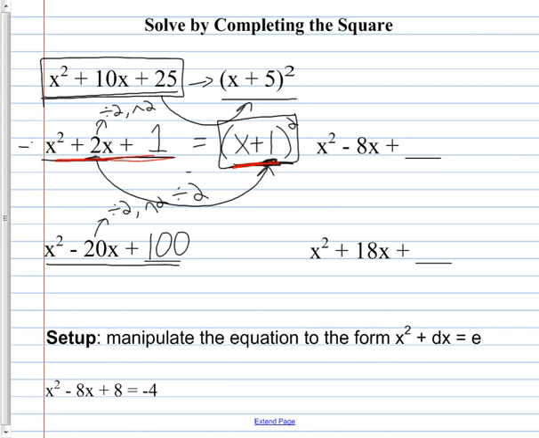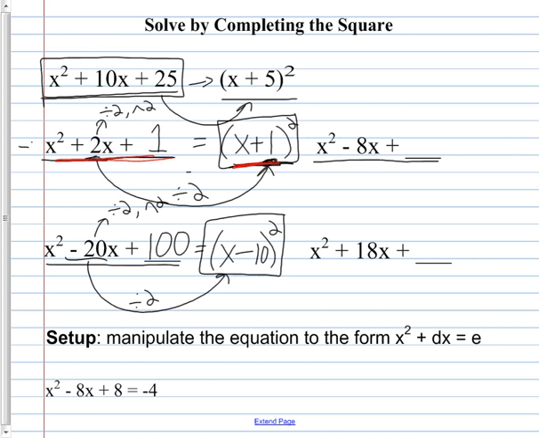So we would add 100. Then we could rewrite this trinomial as x minus, and it's minus because it's negative 20 divided by 2, which is negative 10. So x minus 10 squared. If we look over here at this one, same thing. Negative 8 divided by 2 is negative 4. Negative 4 to the power of 2 is 16. All right, so this trinomial would turn into x, negative 8 divided by 2, minus 4 squared.